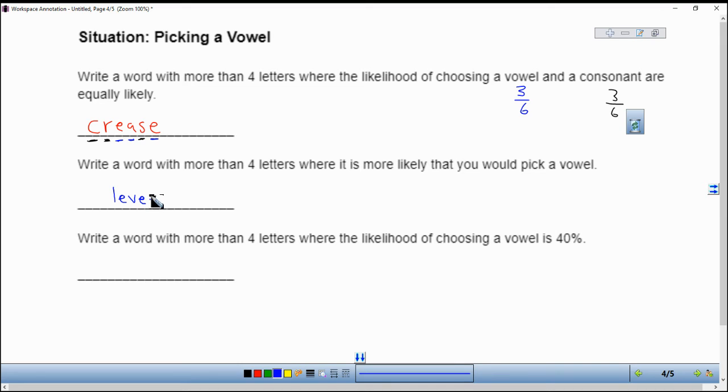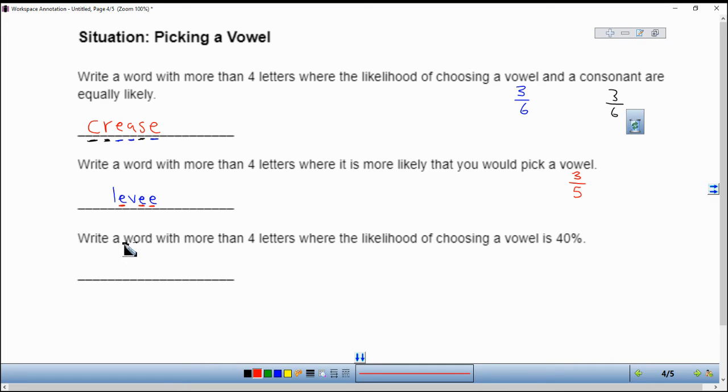You know, levy is related to controlling water, like a large body of water. So a levy is more than 4 letters, and you'd more likely pick a vowel. Like if you were to randomly select a letter out of here, the chances of picking a vowel would be 3 out of 5, and consonant would only be 2 out of 5.